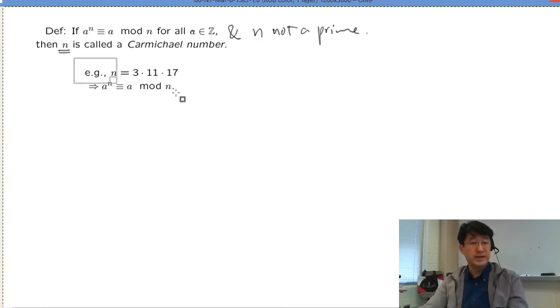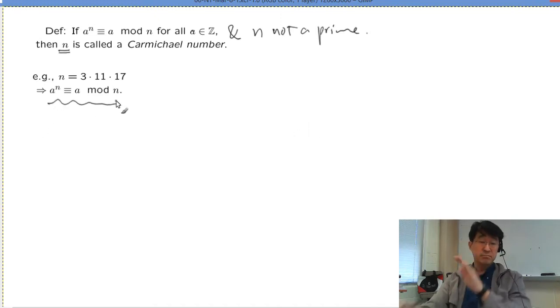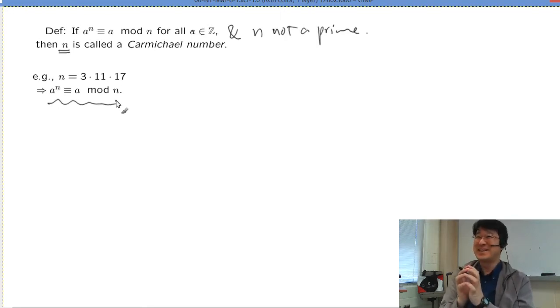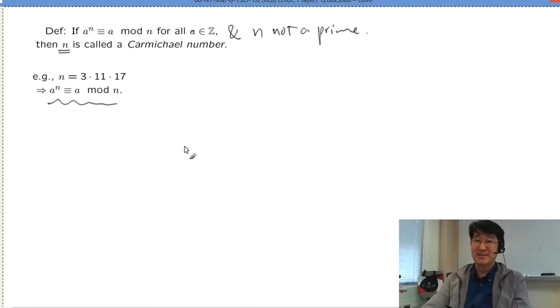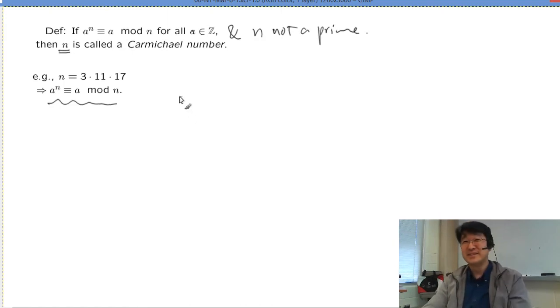All right, let me explain why this is true. Already it's a large number, 3 times 11 times 17. You want to establish the property for the product. What's your strategy? Powers out. There's no computer, Wi-Fi's dead. The Chinese remainder theorem. That's it.